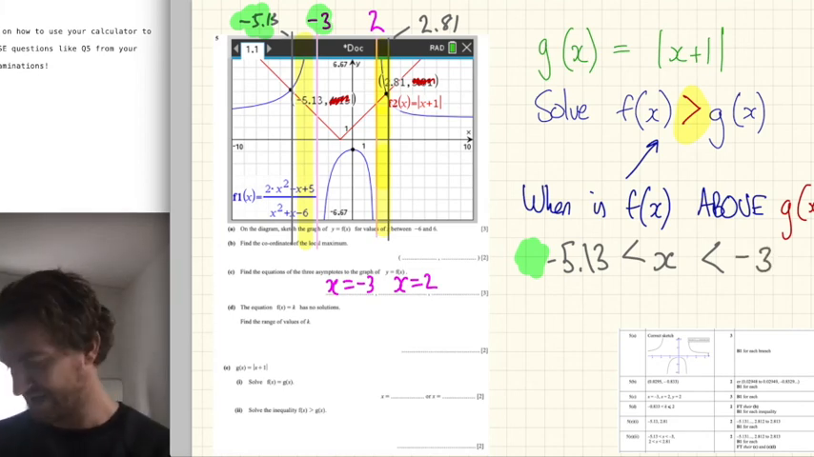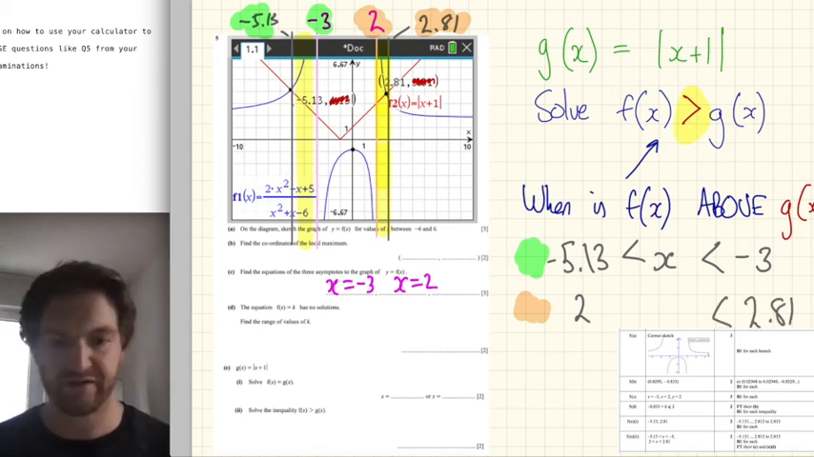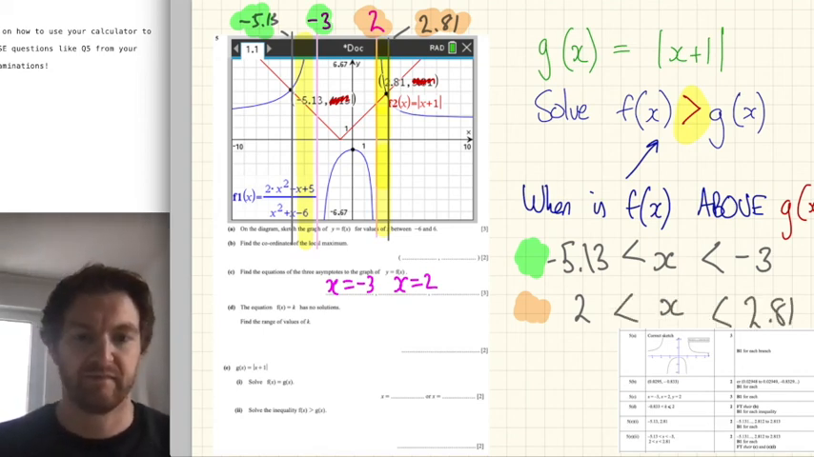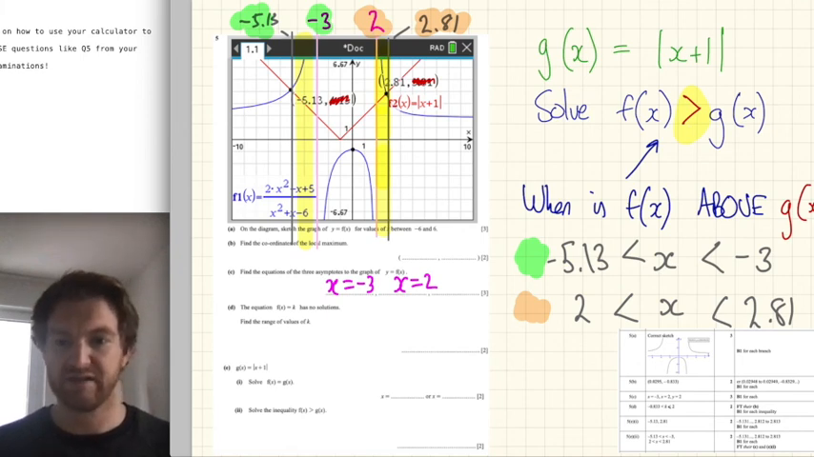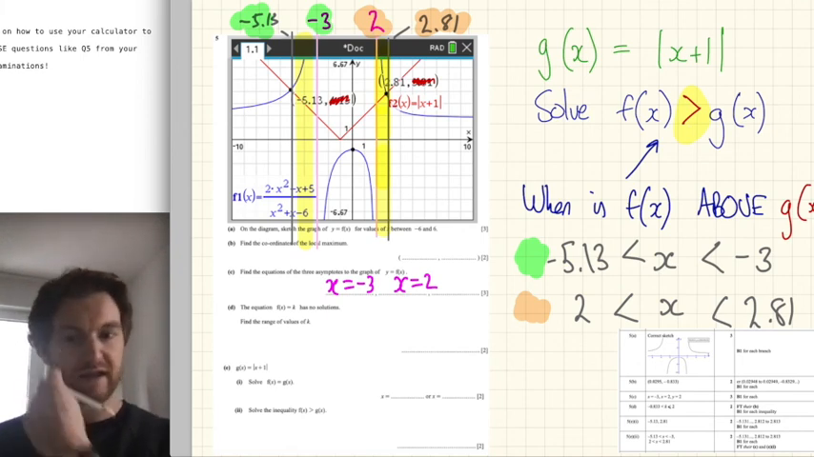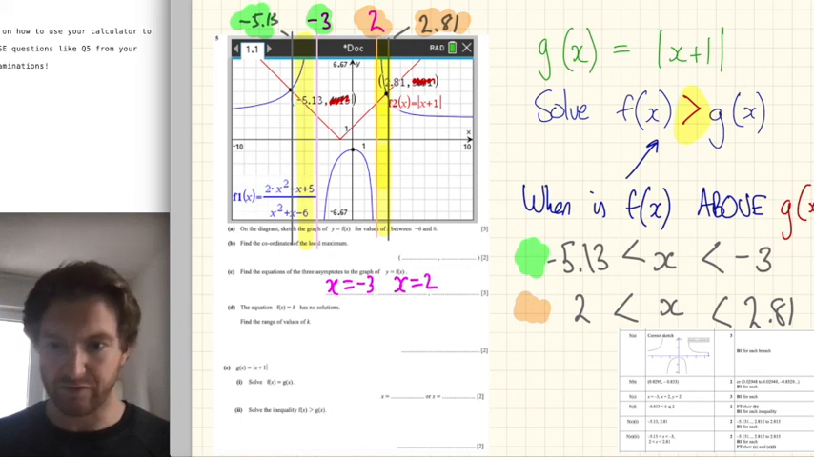We also have the second yellow set, which is between 2 and 2.81. That's the kind of orange values. So we know 2 is on the left, 2.81 is on the right, and x is between those two. And that's our solution to the inequalities. Again, the calculator's doing most of the calculation for you. You just need to be reading off the graph.